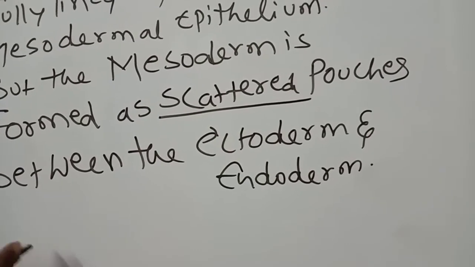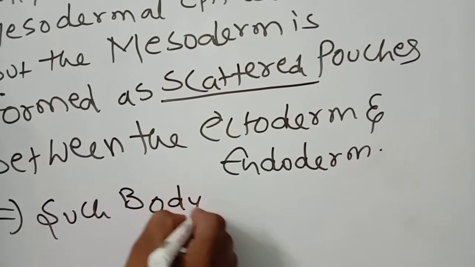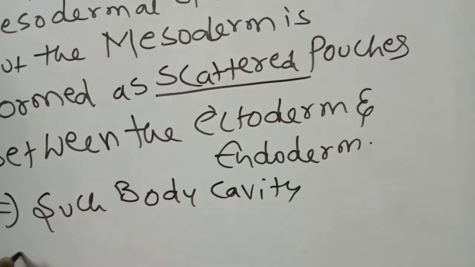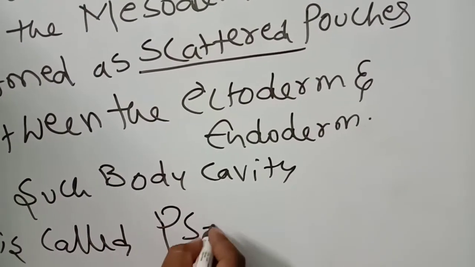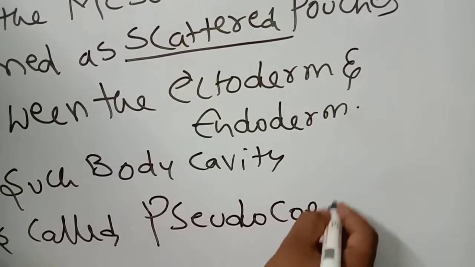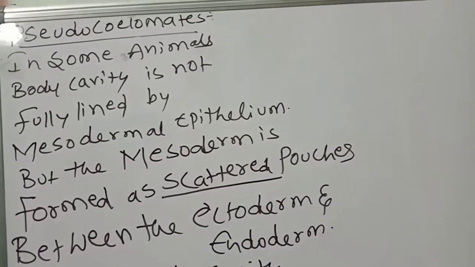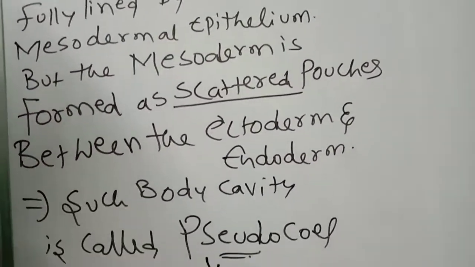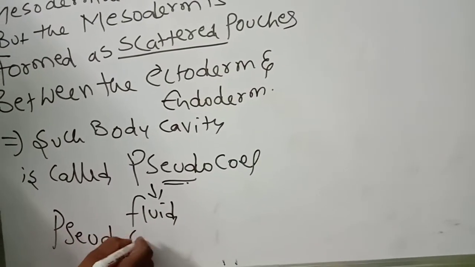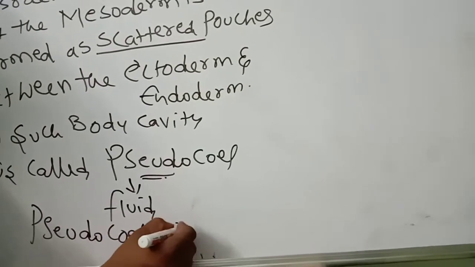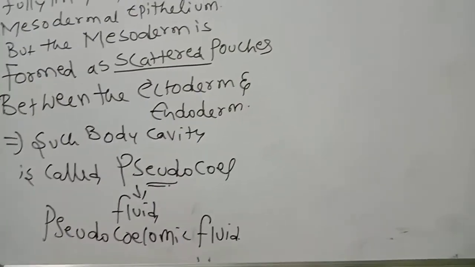Such a body cavity is called a pseudocoel. The animals which have the pseudocoel are called pseudo-coelomates. This pseudocoel is filled with fluid that is called pseudo-coelomic fluid. This is the point you should remember.